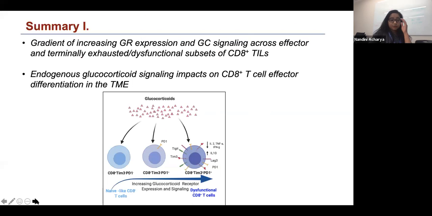So with this, I come to the conclusion of the first part. To summarize, what we saw so far is that there is a gradient of increasing glucocorticoid receptor expression and of glucocorticoid signaling across effector and terminally exhausted CD8 T cell subsets. And we also saw that endogenous glucocorticoid signaling has an ability to influence effector T cell differentiation and promote T cell dysfunction in a tumor microenvironment.